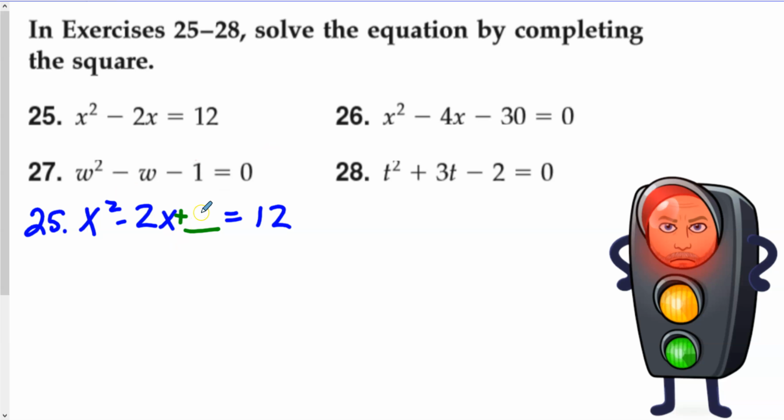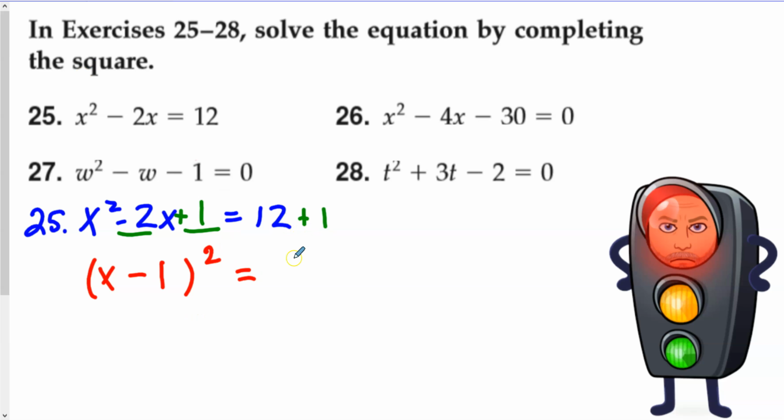Remember, to find that last term, you take the middle term, negative 2, you divide it in half, which is negative 1, and then you square negative 1, which is positive 1. So you add plus 1 here on this side, you do the same thing to the other side. This trinomial, x squared minus 2x plus 1, is a perfect square. It is x minus 1 squared.